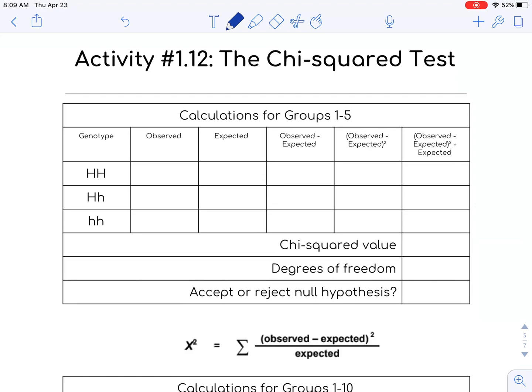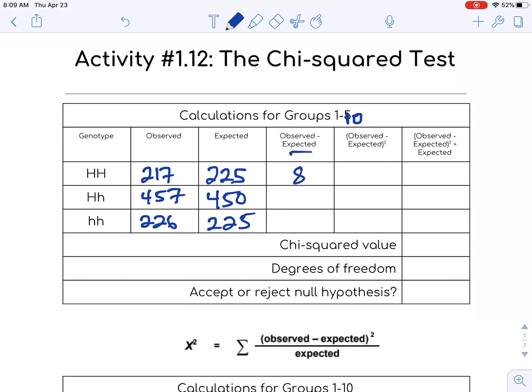All right, so I actually did groups 1 through 10. I don't remember. I think that's what I told you to do. But I'll show you another calculation. So 1 through 10, I added them up, and I had 217 here, 457 here, and 226 right here. Expected, because we only had 600, I believe 600 total, 450, 225. So then just again, doing the math, observed minus expected.